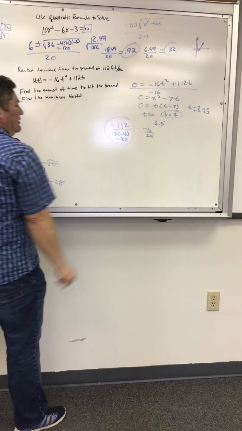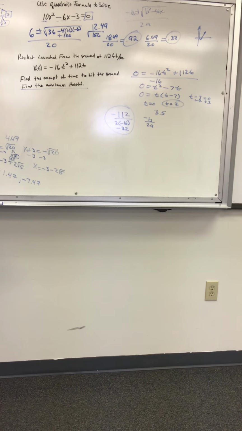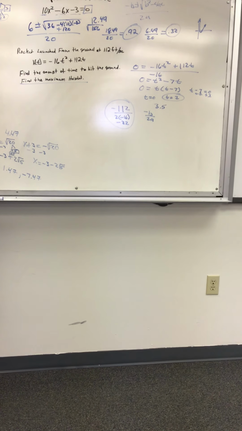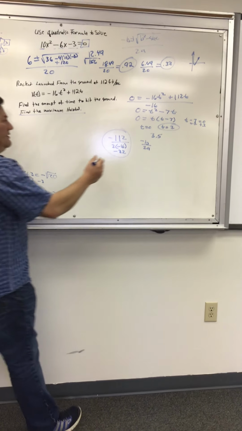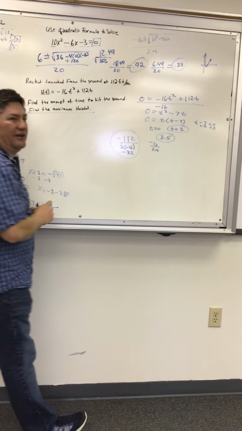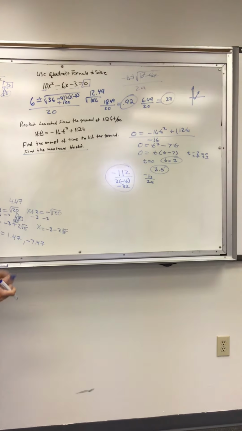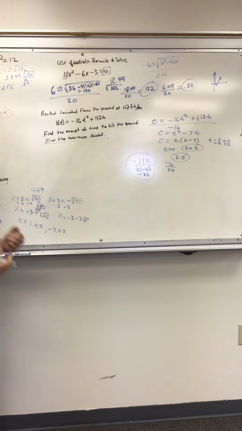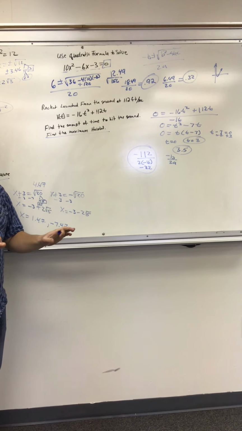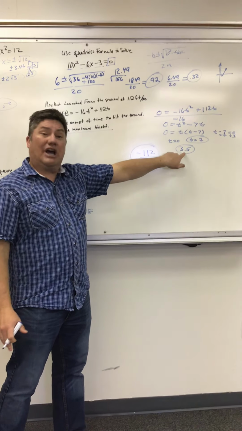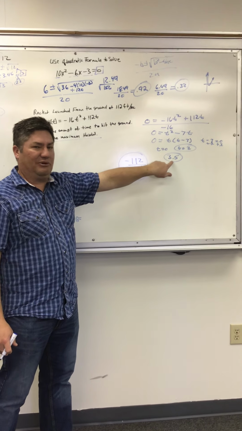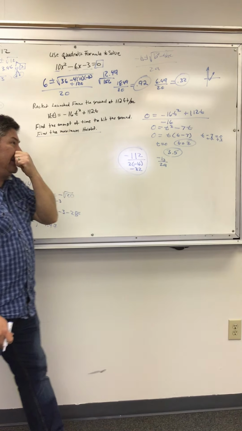Again, you can do that on your calculator. Do 112 divided by 32, and lo and behold, you get 3.5. Well, we have a negative divided by a negative, so it'll be a positive 3.5. So either way, you'll get 3.5 there. That's your x value. That is not your maximum height. That's the amount of time it takes to get to the maximum height. So you've got to plug this into the equation.